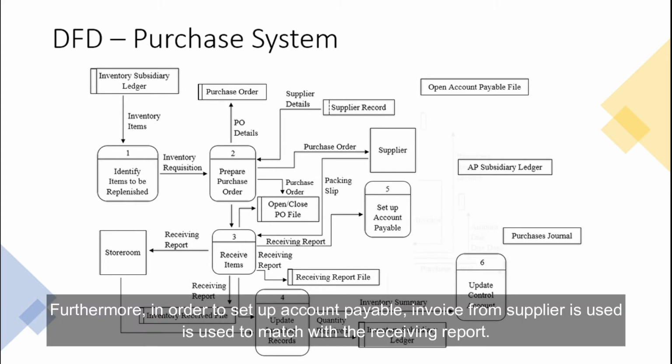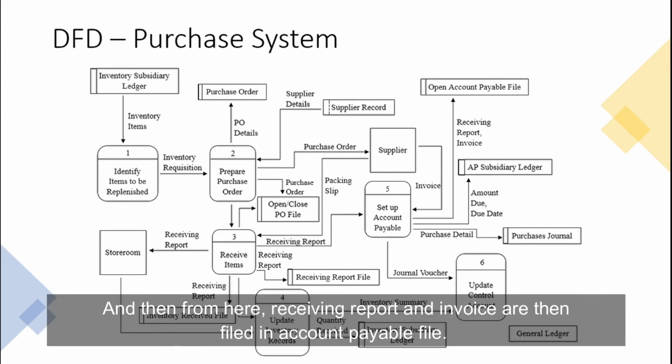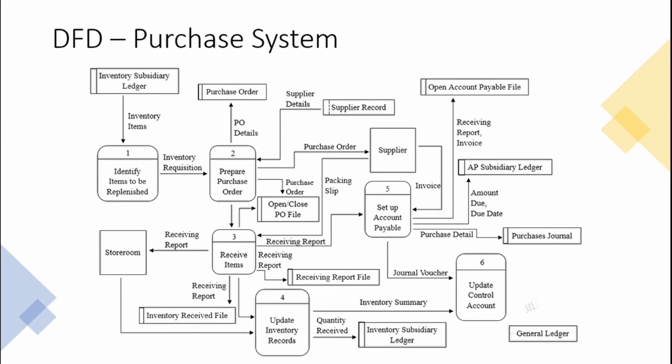And furthermore, in order to set up account payable, the invoice from supplier is used to match with the receiving report. And then, from here, receiving report and invoice are filed in account payable file. Besides, account payable subsidiary ledger is updated with the amount due and due dates, while the purchase detail is used to update the purchase journal.